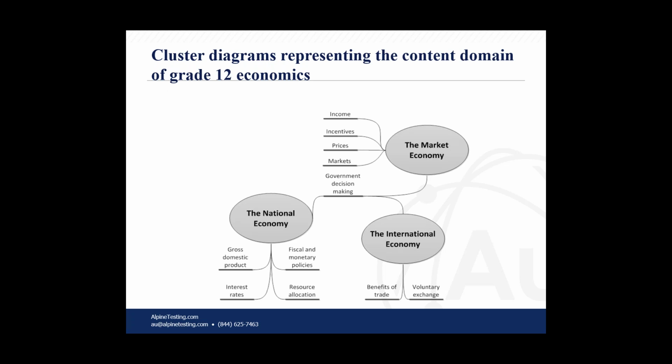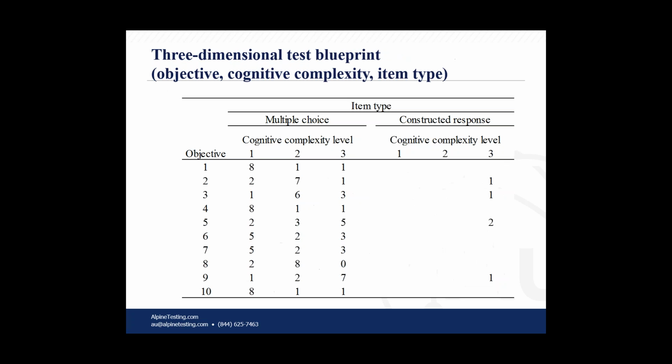Here's an example from the 12th grade National Assessment of Educational Progress in Economics, a recent version of it. You can clearly see here the major areas that are being assessed, and then those sub areas within each of those, using this diagram here.